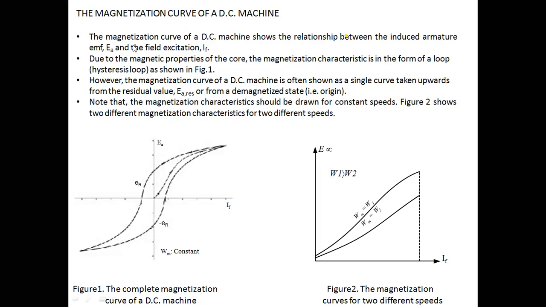So when we are supposed to study the magnetization curve of the DC machine, the magnetization curve is the relationship between armature EMF, the armature voltage or induced EMF, and the field current. Due to the magnetic properties of the core, the magnetization characteristics will look like a hysteresis loop. This symbol we are calling hysteresis.